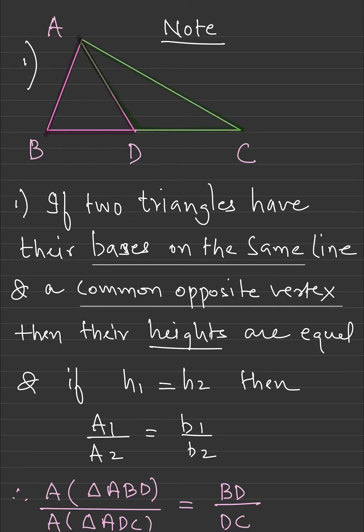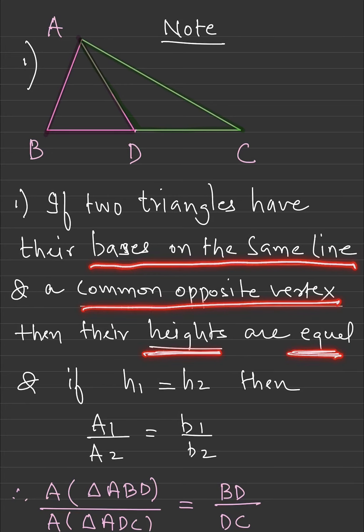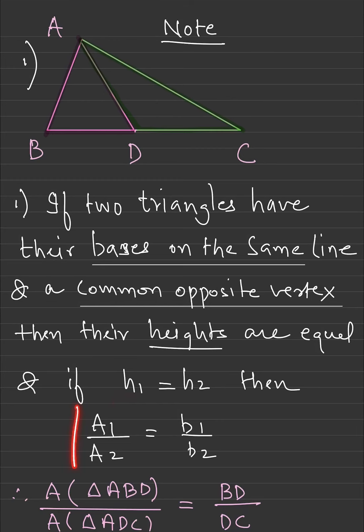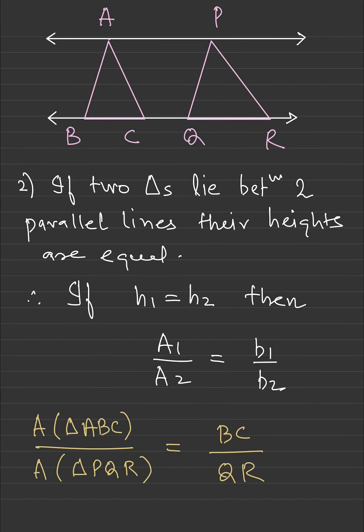If two triangles have the bases on the same line and the opposite vertices are same, they have a common opposite vertex, then the heights are equal. So I said if two triangles have the bases on the same line and a common opposite vertex, then the heights are equal. And if the heights are equal, then a1 upon a2 is equals to b1 upon b2. Again I said if two triangles lie between two parallel lines, then the heights are equal. And if the heights are equal, then you say a1 upon a2 is equal to b1 upon b2.